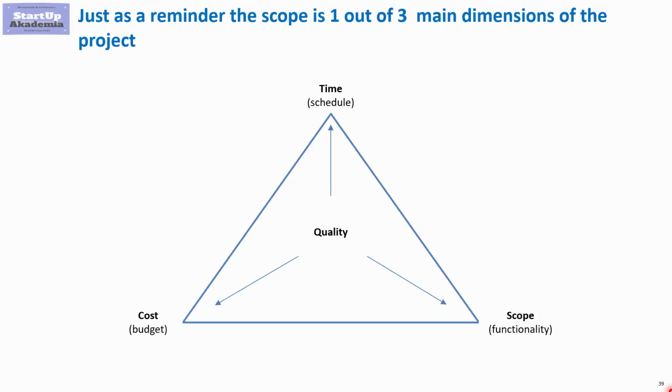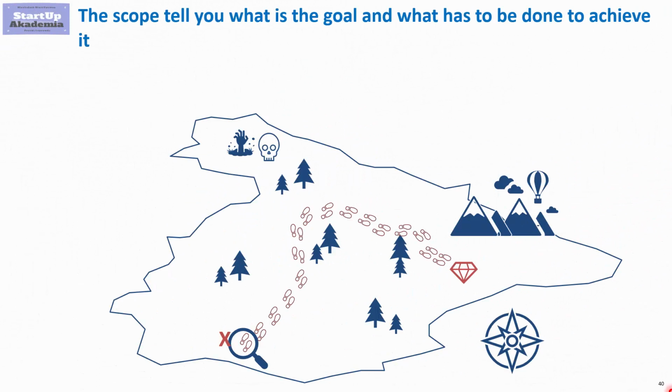Just as a reminder, previously we said that scope is one of the 3 dimensions that are crucial for the project. You can say that the scope defines not only the goal that you want to achieve, but also the road and everything you have to do on your way towards the goal. In other words, this is the guidelines that you will use to see whether you're going in the right direction.